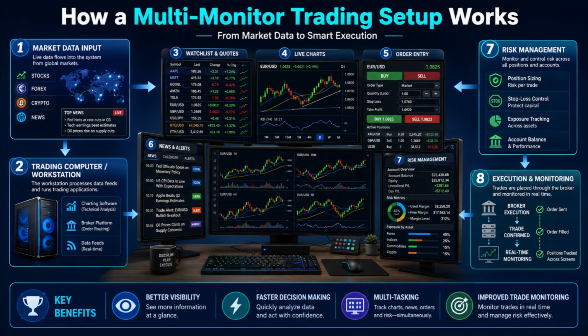At the same time, another screen shows news and alerts. Economic calendar updates, company earnings, central bank announcements, and trade alerts appear here. This helps the trader avoid missing important market-moving information.